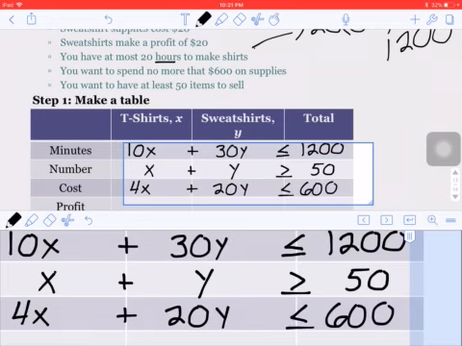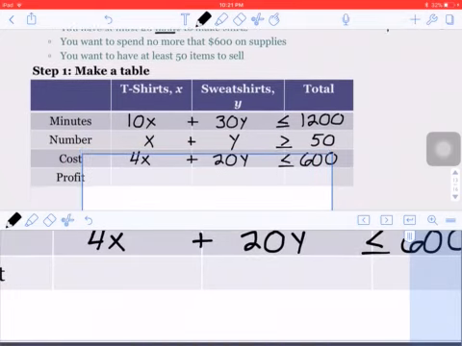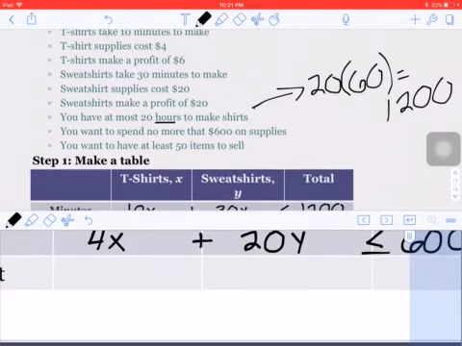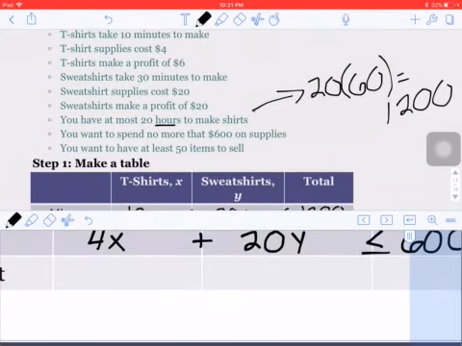Okay. Now, finishing up here, we're going to talk about profit. So let's go back and look at our profit information here. Profit, it says t-shirts make a profit of $6. So it's $6 per t-shirt. So I'm going to put in 6x for the t-shirts. Plus, sweatshirts actually make a pretty hefty profit of $20. That's awesome.